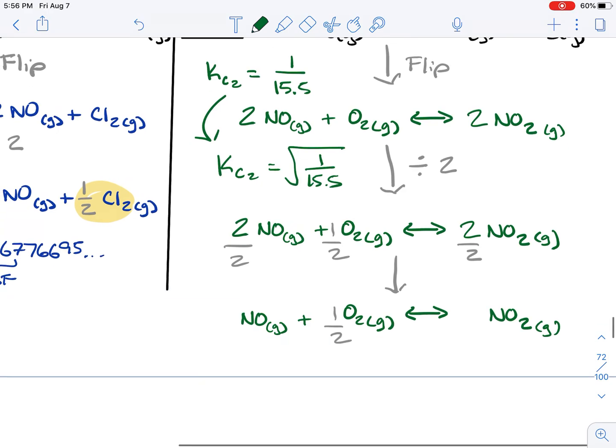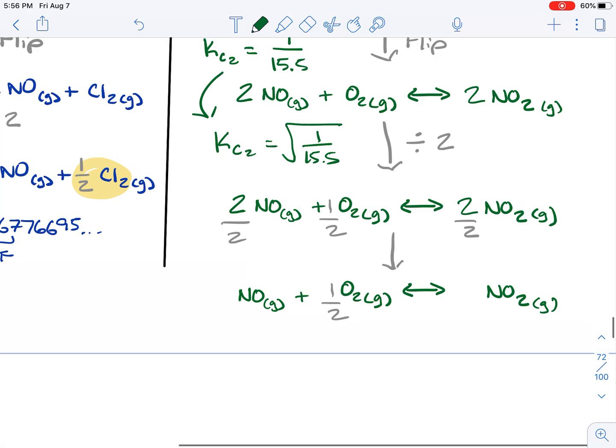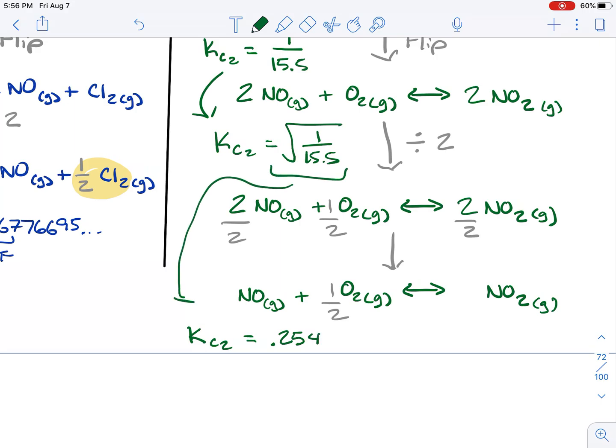All right. And so the Kc value for the second reaction, it's going to be 1 divided by 15.5, and then I'm going to take the square root of that answer, and that's going to give me a value of 0.254. Okay. Cool.